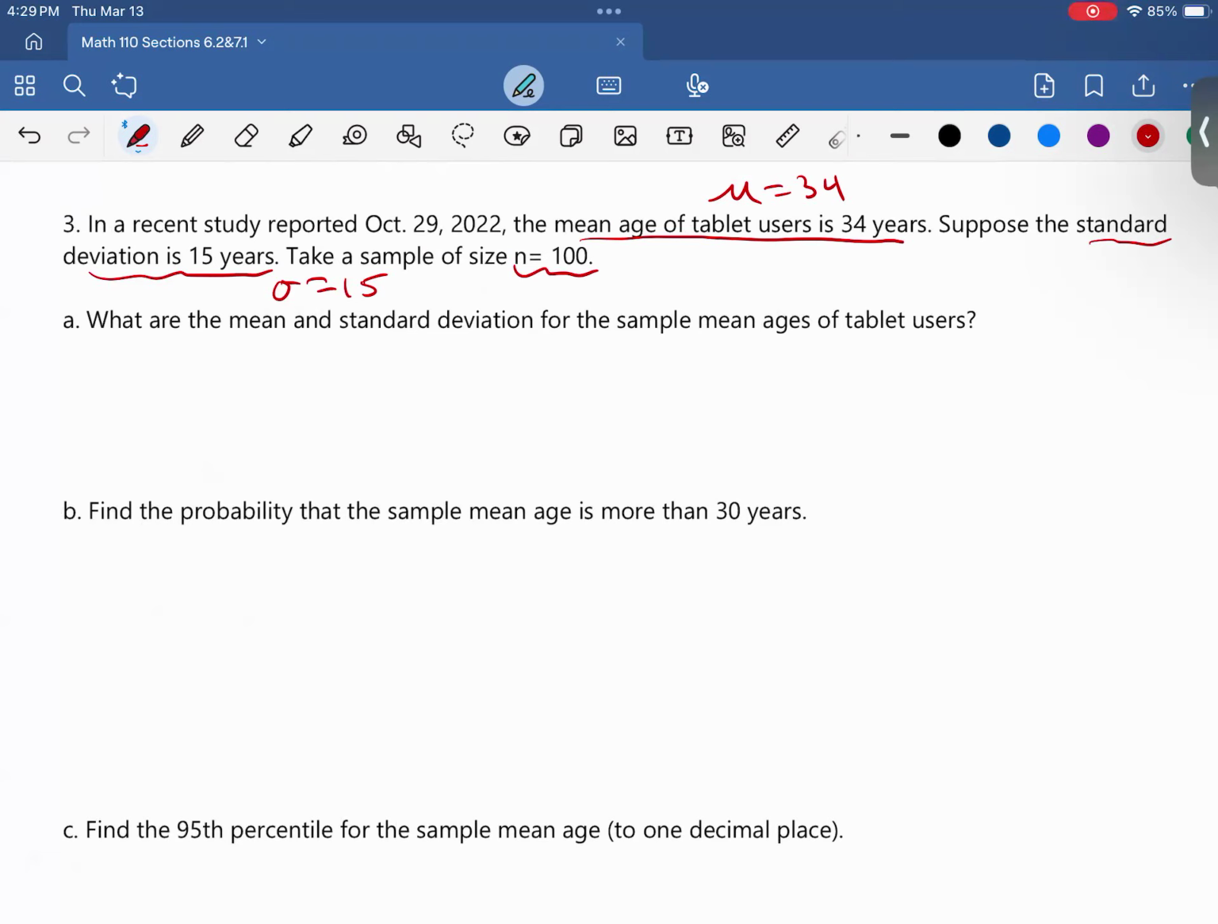So question A is asking, what are the mean and standard deviation for the sample mean of age of tablet users? So remember with the sample means, the mean stays the same. So the sample mean is the same thing as the mean because it doesn't change, which is just 34. But our sample standard deviation changes. It'll be our standard deviation over the square root of the sample size. So that's actually 15 over the square root of 100.